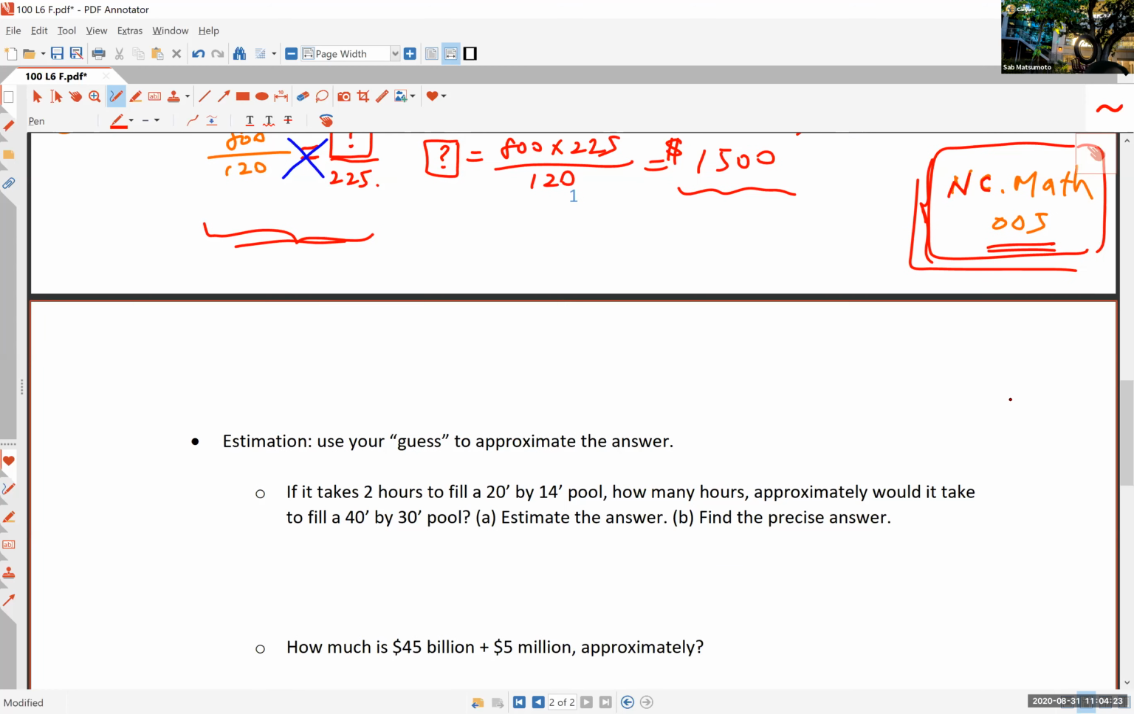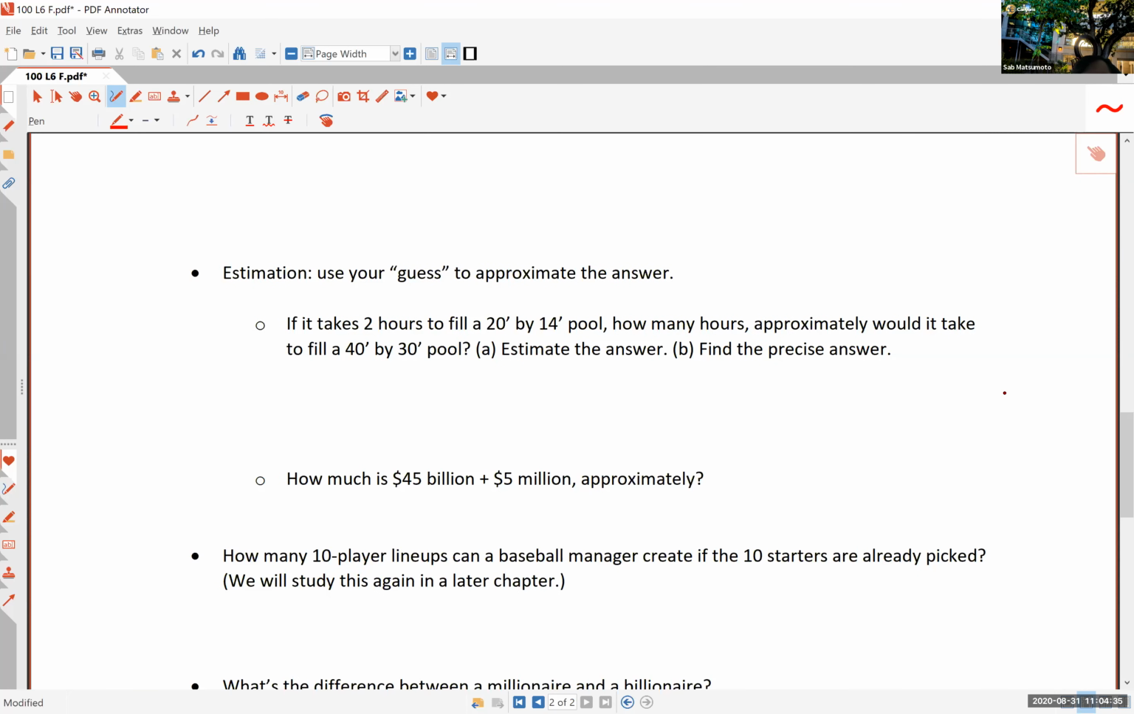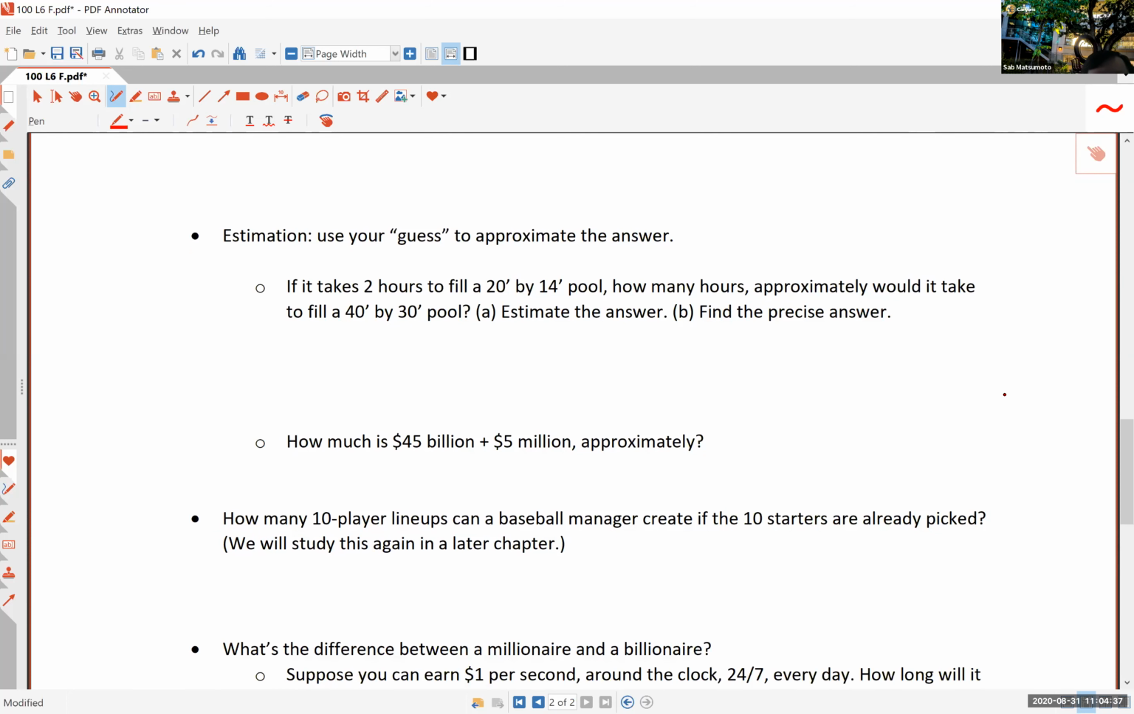All right, so on the second page, let's go to just guessing again. As I mentioned, guessing is a pretty important thing. It'll just tell you a ballpark figure of what the answer should be, right? So here's a question. It takes 2 hours to fill a 20 by 40 pool. Sounds familiar? Then how many hours approximately would it take to fill a 40 by 30 pool? Assuming that the depth is the same.